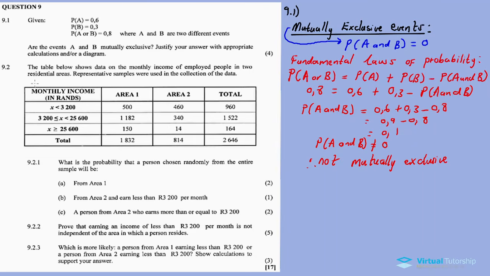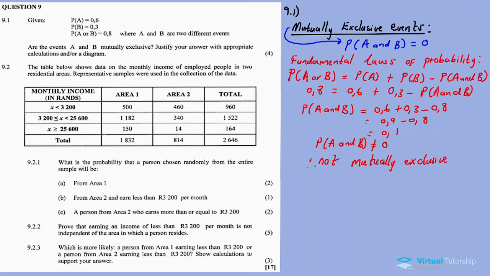9.2. The table below shows data on the monthly income of employed people in two residential areas, area 1 and area 2, and then we have totals in this third column, and in the last row we also have totals as well. Representative samples were used in the collection of the data. 9.2.1, what is the probability that the person chosen randomly from the entire sample will be from area 1?